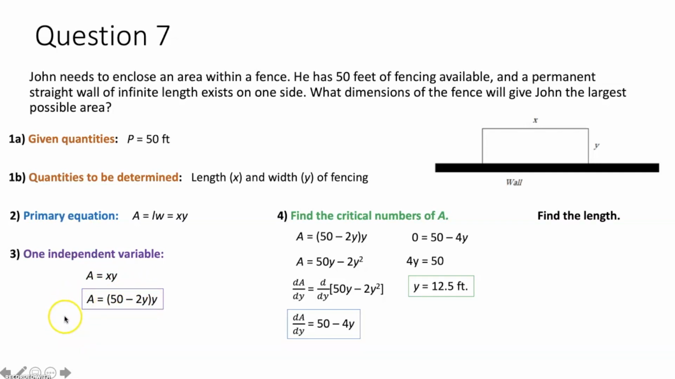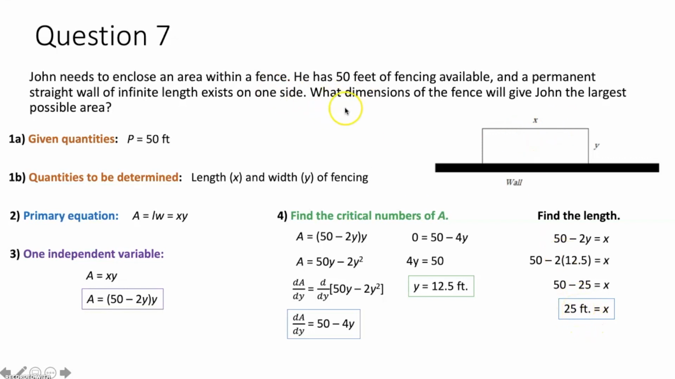Yeah, we found that x was actually equal to 50 minus 2y. That's why we were able to substitute that in over here. And now that we know y, we can just take that 12.5, plug it in for y here, and solve for x. So negative 2 times 12.5 is going to be negative 25. Then 50 minus 25 gives you 25, meaning the length of our enclosure here is going to be 25 feet.